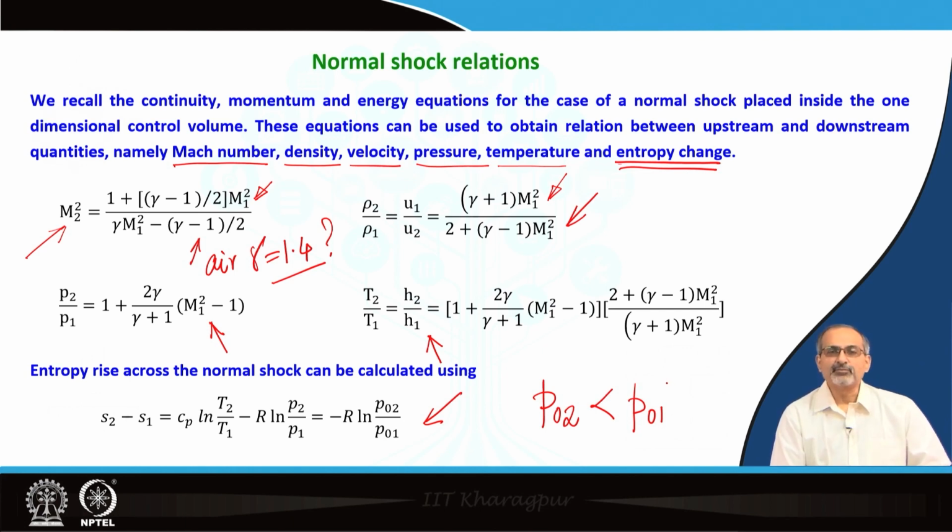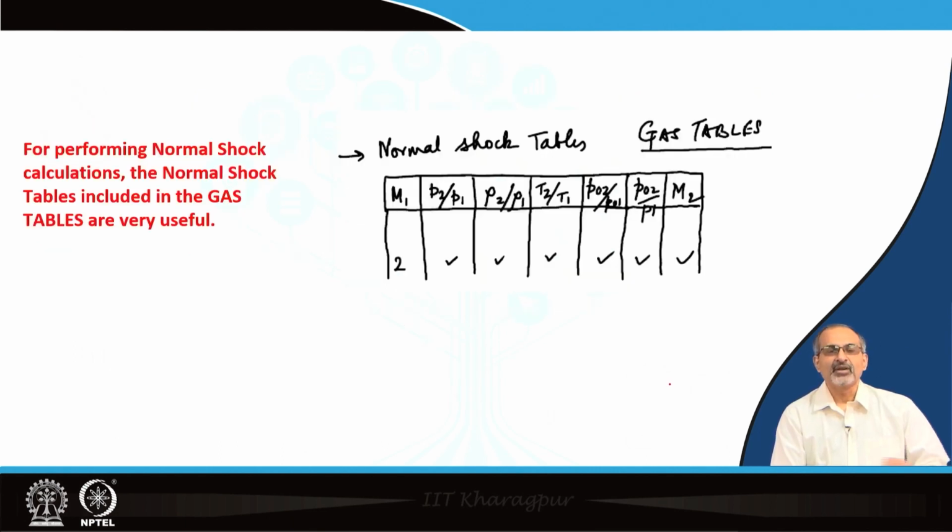And there is more that needs to be explored in that respect, which you can start doing in the form of some additional reading. For performing normal shock calculations, the normal shock tables included in the general gas tables are very useful. If you refer to a gas table, you will find part of it is dedicated to the normal shock tables. For a given M1, you find all these ratios provided: P2 by P1, rho 2 by rho 1, T2 by T1, then the ratio of stagnation pressures P naught 2 by P naught 1, P naught 2 by P1, as well as the downstream Mach number. So, if you read the values from the tables, your calculations become much easier.